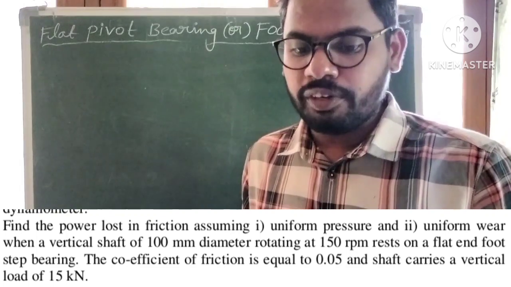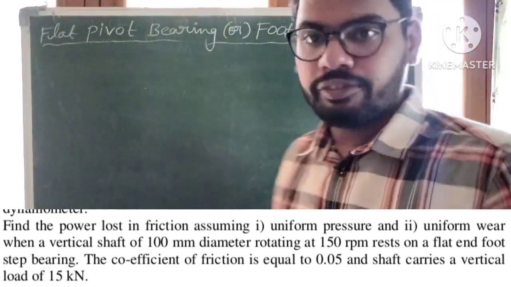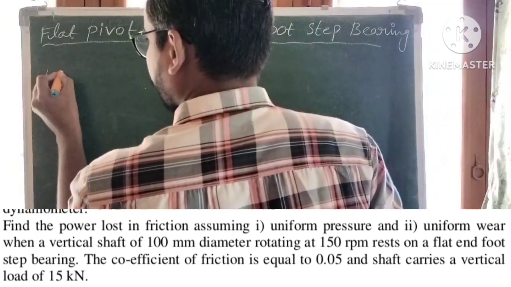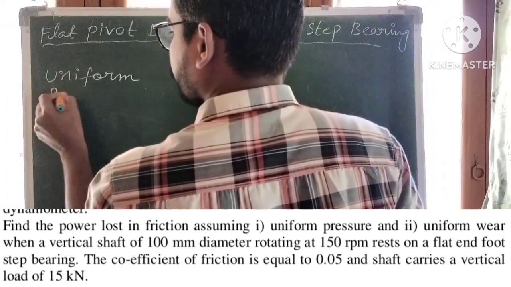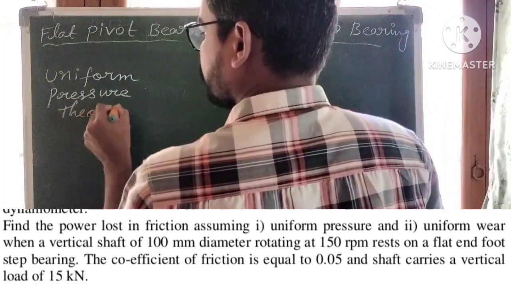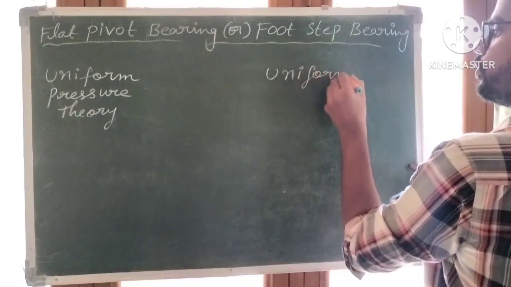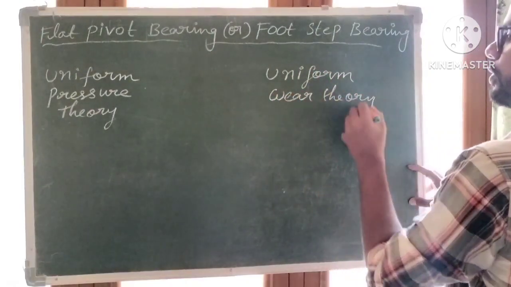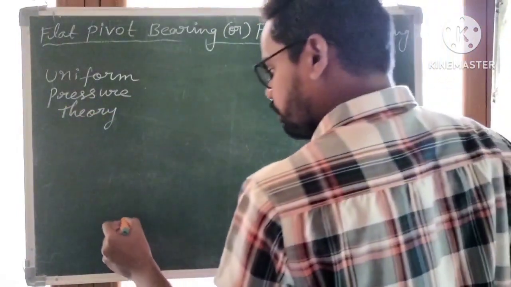We have to find power lost in friction. Here you are given a flat pivot bearing or footstep bearing. You are given two theories. The first theory is uniform pressure theory and one more theory is uniform wear theory. Actually bearings are designed based on two theories, uniform pressure theory and uniform wear theory. So we have to find power lost in friction.